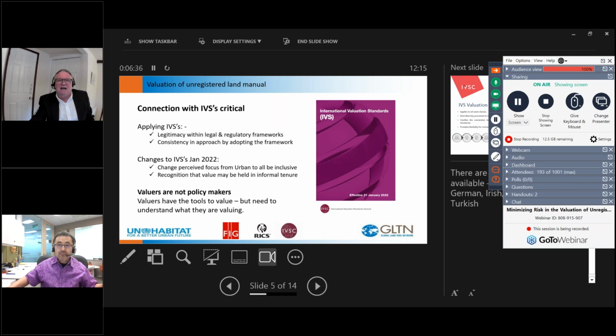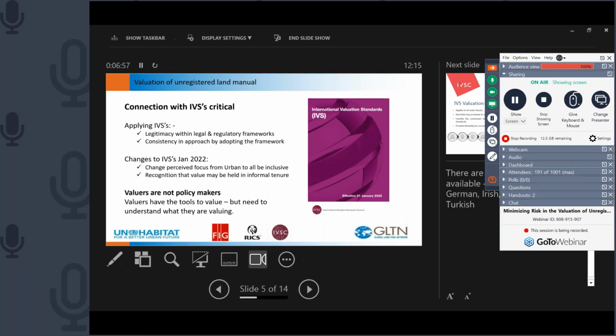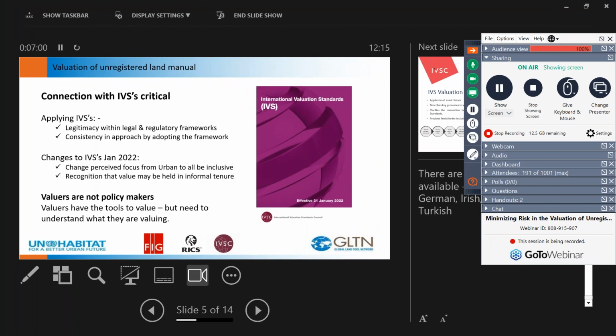area. By applying the international valuation standards, it creates this consistency in approach by adopting the framework, so that we can see whether the process has been carried out in a factual and professional manner.